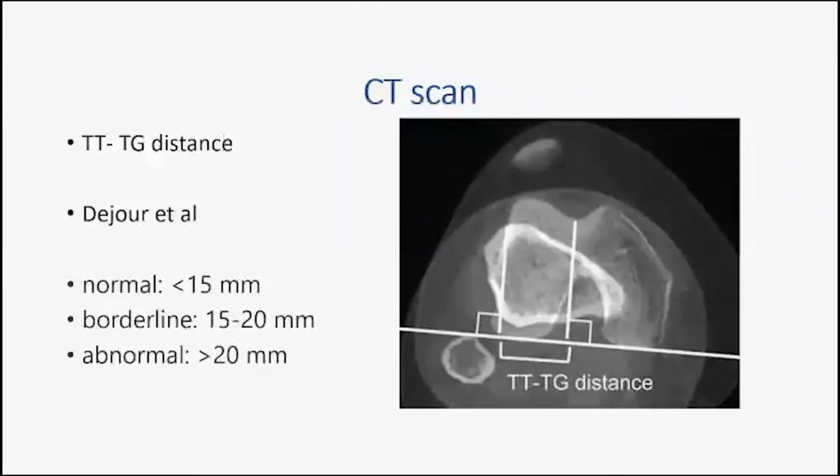We can assess according to Dejour by superimposed CT scan. We can measure the tibial tuberosity to trochlear groove distance. It's normal if less than 15 millimeters, borderline from 15 to 20. More than 20, we have to do something about it because it is a risk factor.